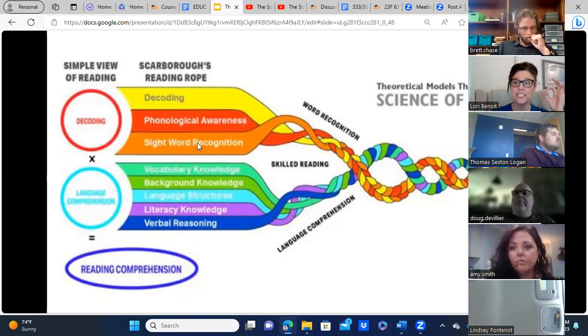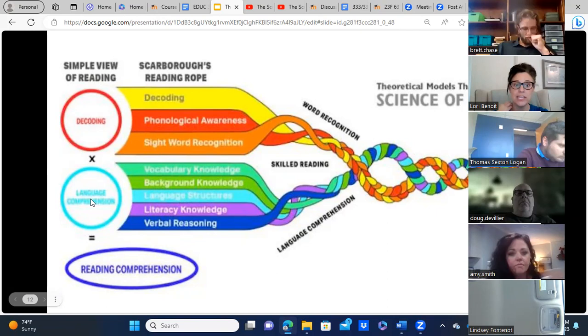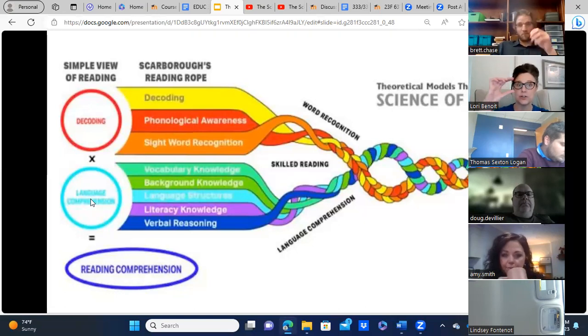So these are typically associated with beginning readers in elementary school, whereas language comprehension is associated with vocabulary, background knowledge, language structure, literacy knowledge, and verbal reasoning. So that's why it's considered a rope, these strands within the rope have to be working together so that our students can actually comprehend what they're reading.